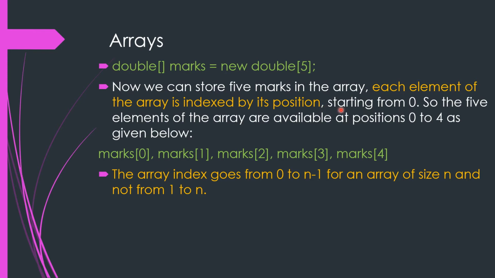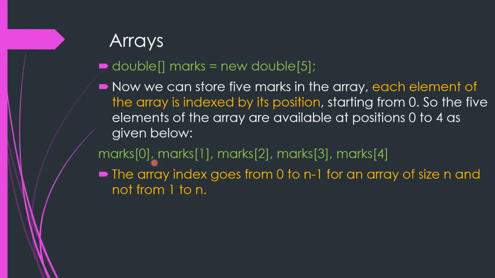It means that the array consists of elements. For example, here is the array marks. So what are the elements of that array? These are marks 0, marks 1, marks 2, marks 3, marks 4. These are the elements of this array. And what is its size? Its size is 5. So whenever we want to give them a position, the elements are to be given the position.